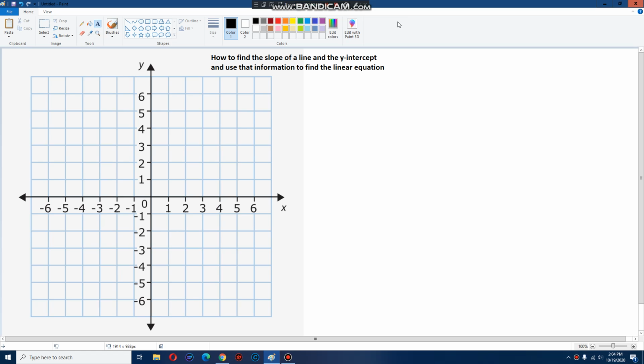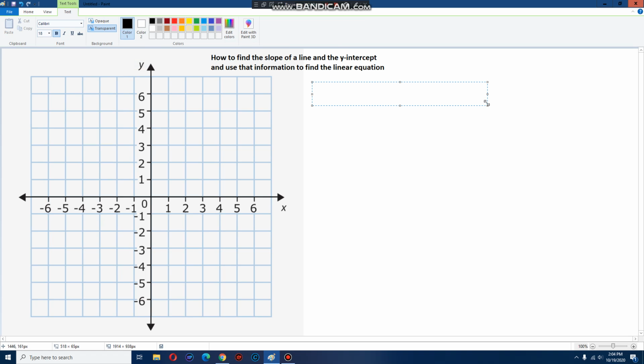Today I'm going to teach you how to find the slope of a line and the y-intercept and use that information to find the linear equation. It sounds like a mouthful, but I'm going to teach you step by step all the techniques in order to find what we've been practicing, the linear equation. In other words, I'm going to write it down for you.